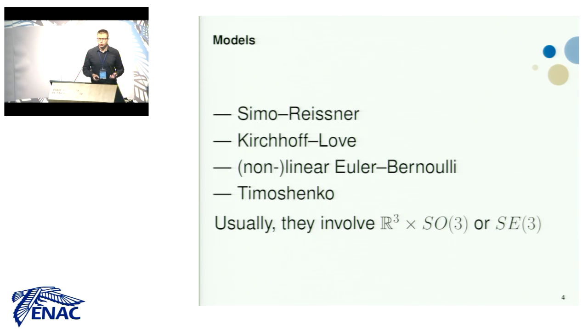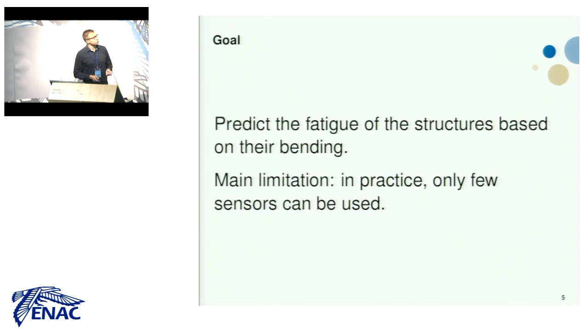Usually these structures involve a description which is based on the direct product of the Euclidean space and the SO(3) group for rotations, or some authors propose to describe these structures in the special Euclidean group in 3 dimensions. More specifically, we want to predict the bending of such structures because it is one of the easiest measures to assess the wear of the structure and to understand when it should be replaced to avoid accidents. Our main limitation in this work is that we, and the companies, can use only a few sensors, so we would like to use as much information as possible from the problem itself to minimize the number of sensors.